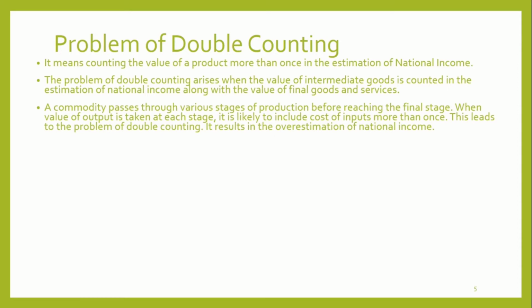A commodity passes through various stages of production before reaching the final stage. When value of output is taken at each stage, it is likely to include cost of inputs more than once. This leads to the problem of double counting. It results in the overestimation of national income.